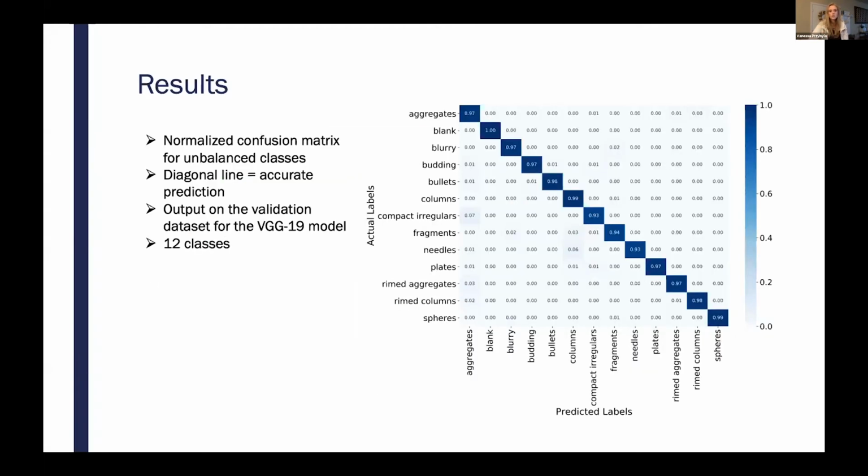And some more results would be a confusion matrix that is displayed here. It is normalized based on the unbalanced classes that we had. And this was on data that the model had never seen before, but that we did hand label ahead of time. On the x-axis is what the model predicted, and on the y-axis are the actual labels that a human distinguished. And so what you want to see here are high probability densities along the diagonal, or the one-to-one line. Again, this is just for the VGG19 model, but it's doing clearly a fantastic job at these predictions.